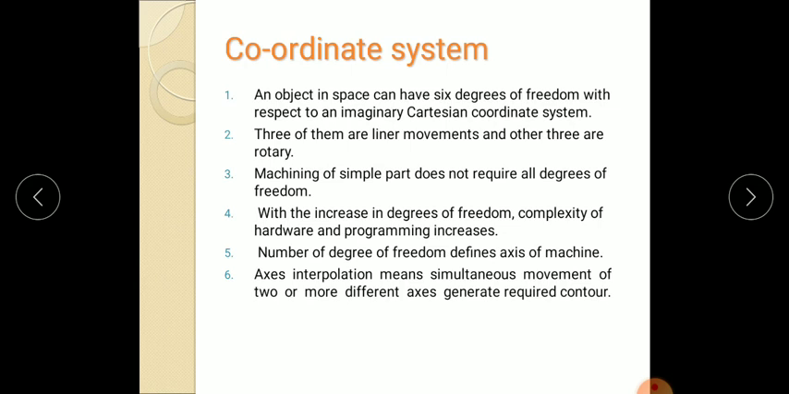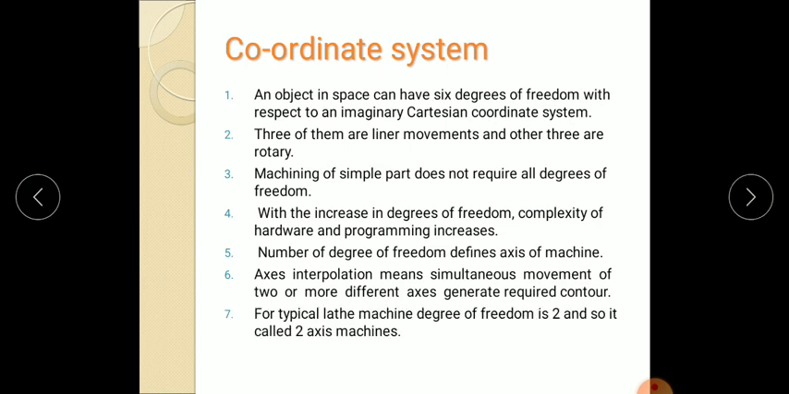Axis interpolation means simultaneous movement of two or more different axes to generate the required contour. For a typical lathe machine, the degrees of freedom is 2, and so it is called a 2-axis machine. Next, the methods of dimensioning. There are two types of dimensioning: one is absolute dimensioning and the other is relative dimensioning. Absolute dimensioning is given by G90 in the part programming of the CNC machine.